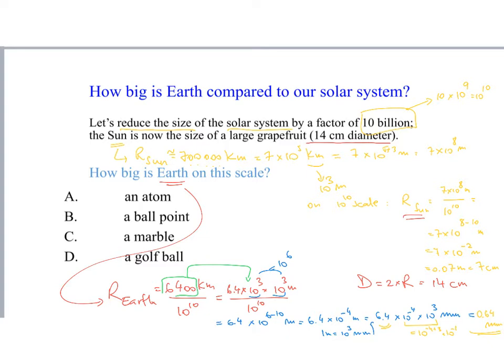How big is the Earth on a scale of 1 to 10 billion? Would it be an atom? Would it be a ballpoint? A marble? A marble, I think, is a lot larger than 0.6 millimeters. Also the golf ball, so no. The atom is actually much smaller. This is 10 to the minus 10 meters. So again, not a good match with what we got in our calculations for the radius of the Earth. So the correct answer is the ballpoint.